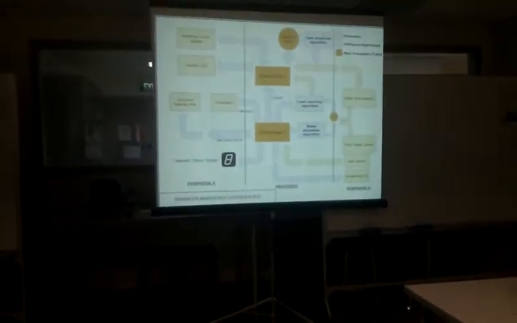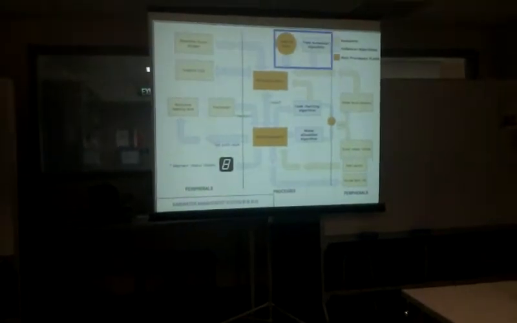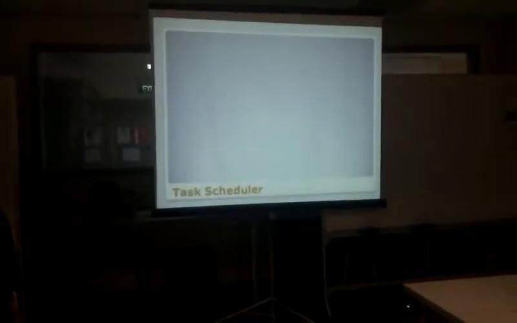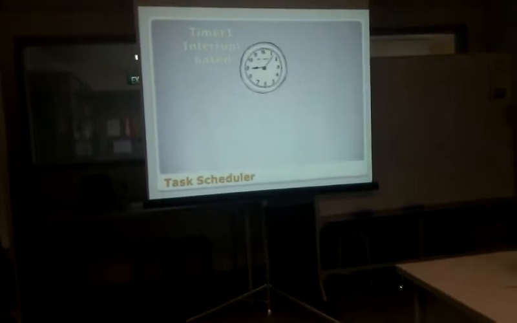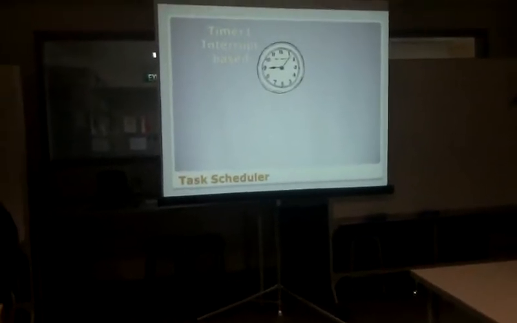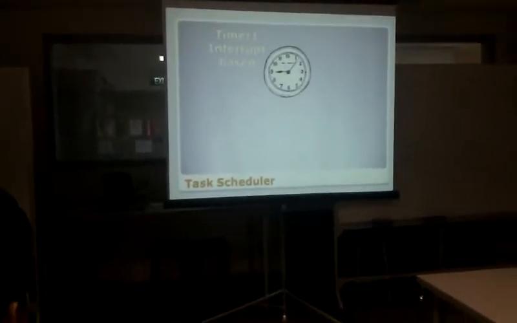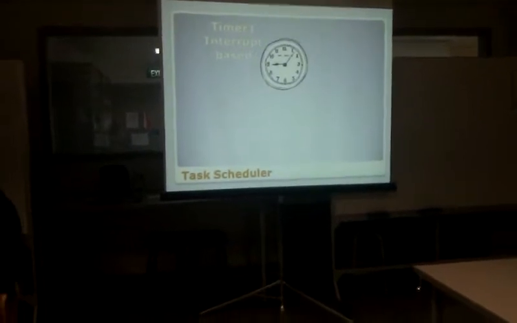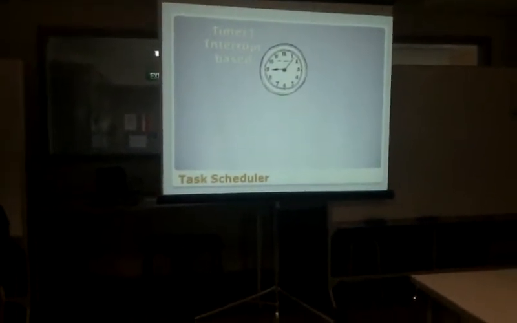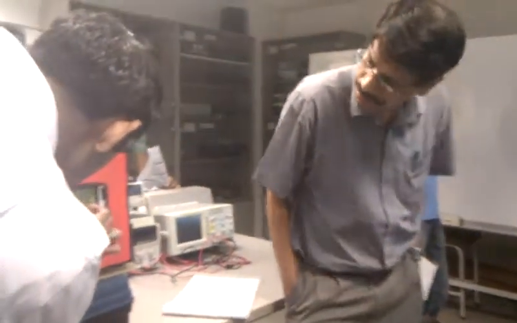And next we have the internal clock. This is a timer 1 based interrupt, there to simulate a real-time clock. It will always be running, so no matter what happens, it will always keep counting. And you can go to the scheduler screen on the graphical LCD to look at the time.